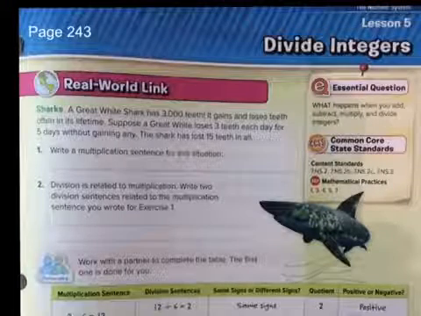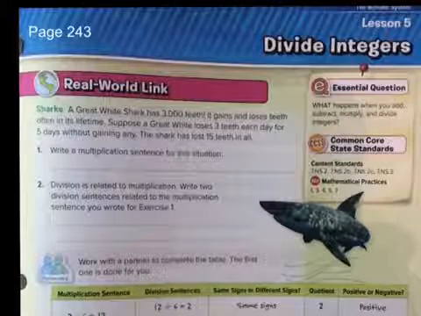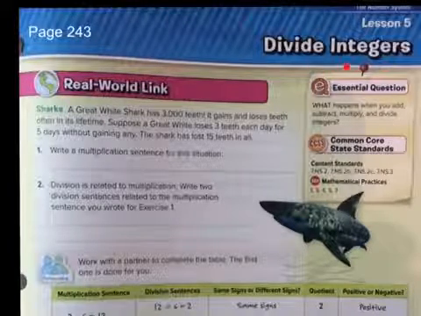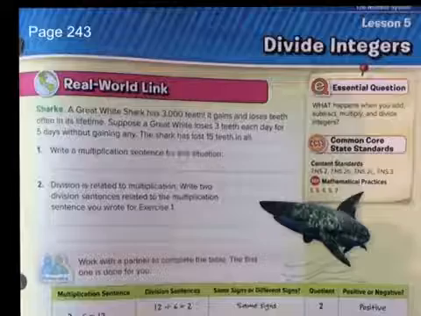Hello everyone and welcome to lesson 3-5 found on page 243 of your textbook, divide integers. So we're going to divide positive and negative numbers.